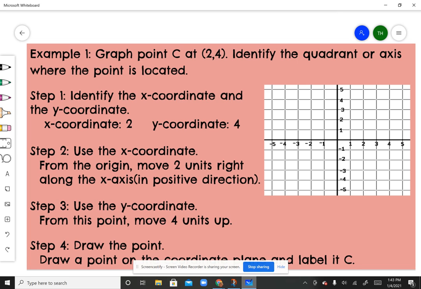Example 1. Graph point C at 2, 4. Identify the quadrant or axis where the point is located. Okay, so the first thing I'm going to do is label my quadrants and my axes.